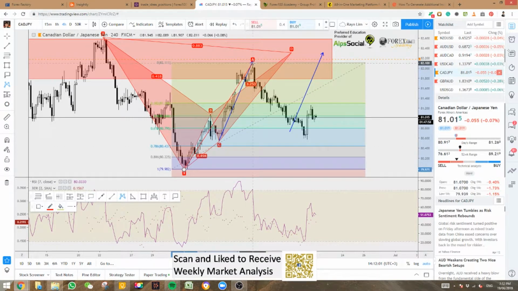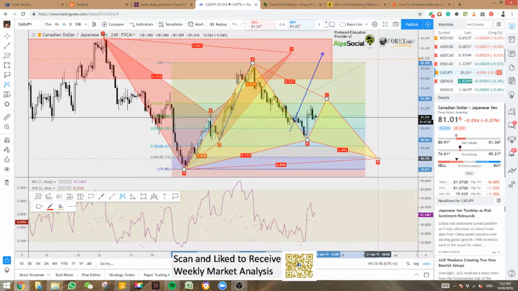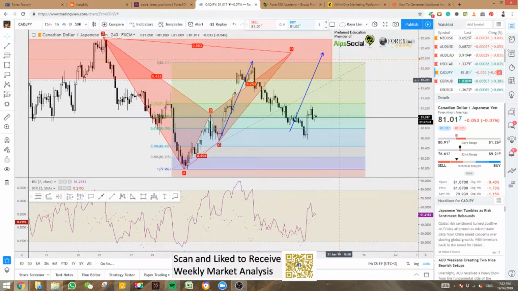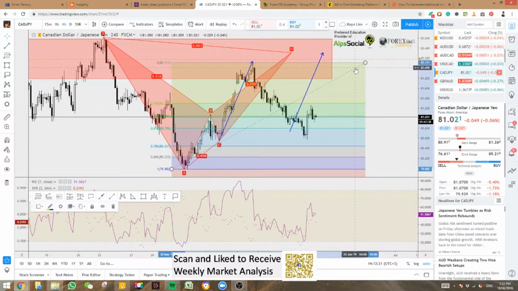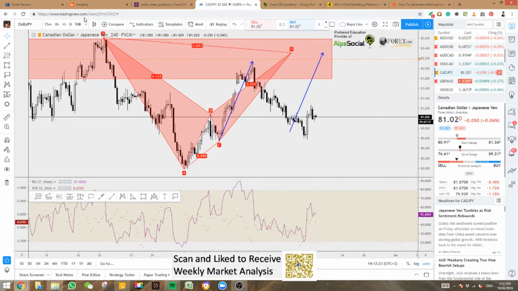X to A to B, B to C, CD completion somewhere over here. All right, so this can be your deep godly formation. All right, take note of that. That is on the Canada yen. It's the 1 hour chart.